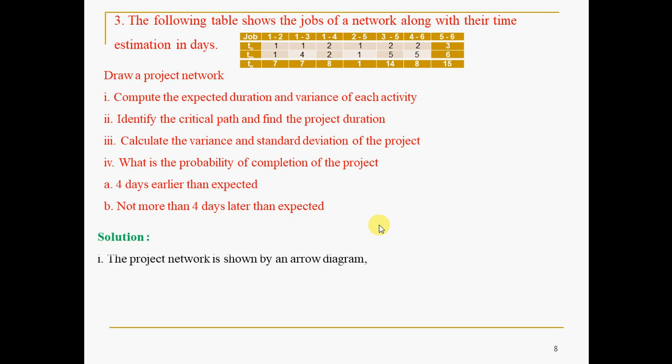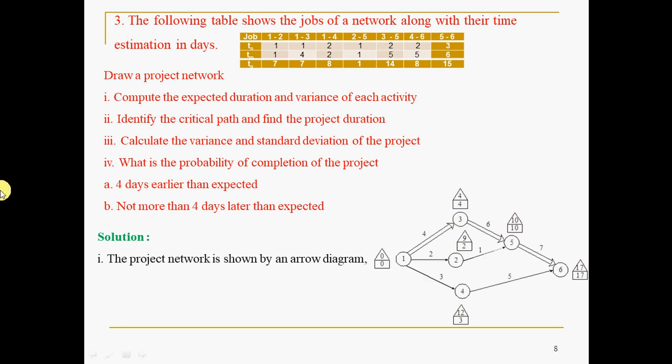First thing is, the project network is shown by an arrow diagram. I mean, directly you can draw the project network like we have drawn in CPM, the critical path method. You ignore all these time estimates; just 1 to 2, 1 to 3, 1 to 4, 2 to 5 are there. You have to draw the arrow diagram or flow diagram based on the logical relationship given.